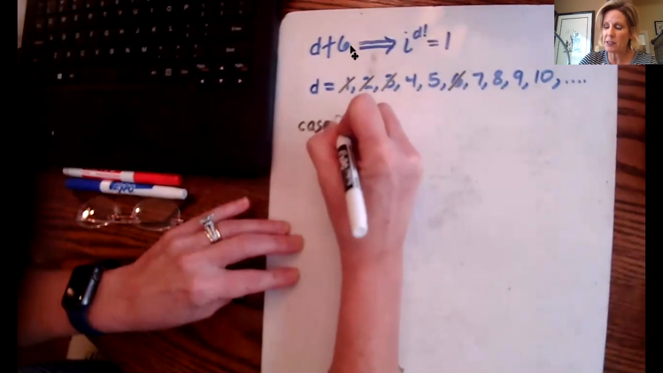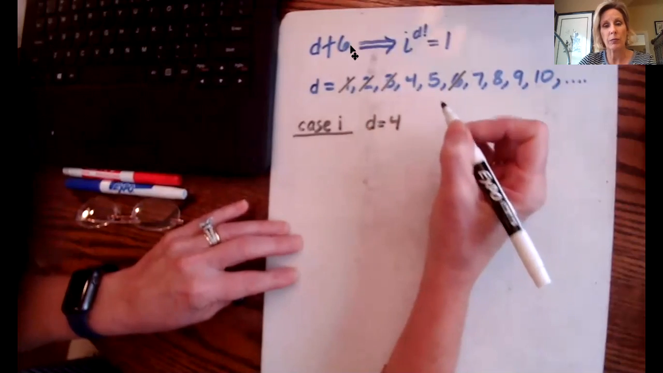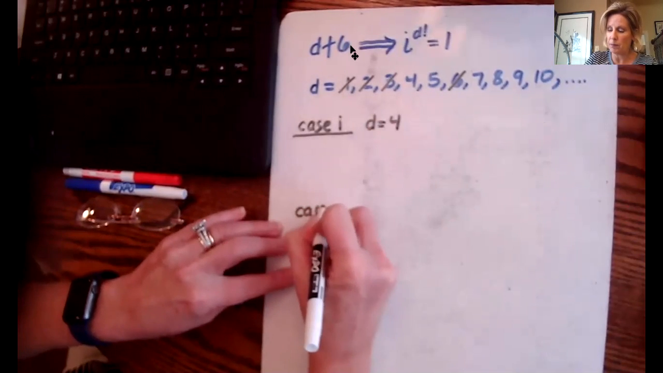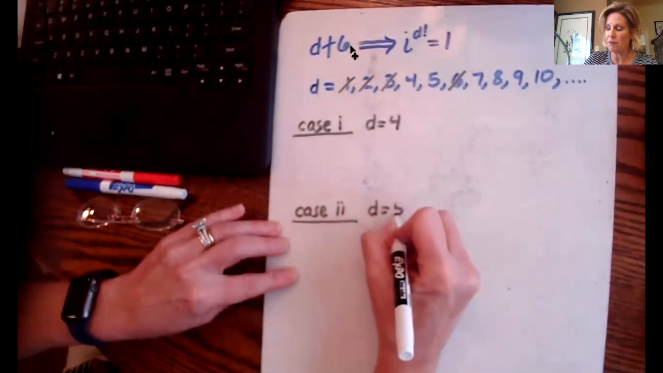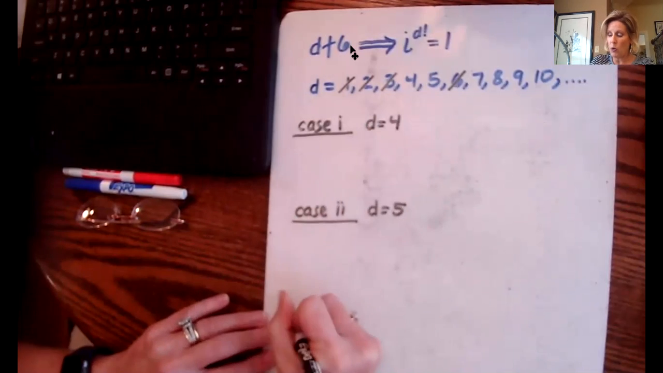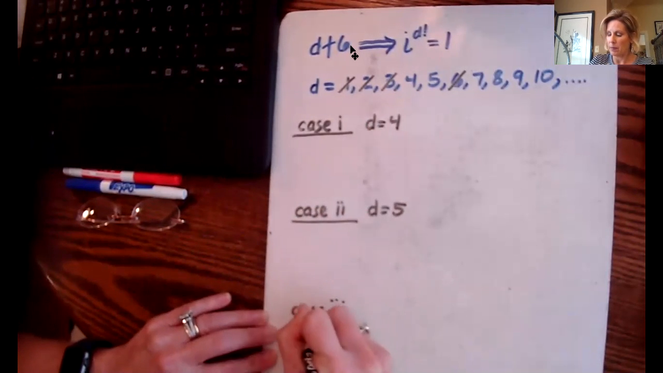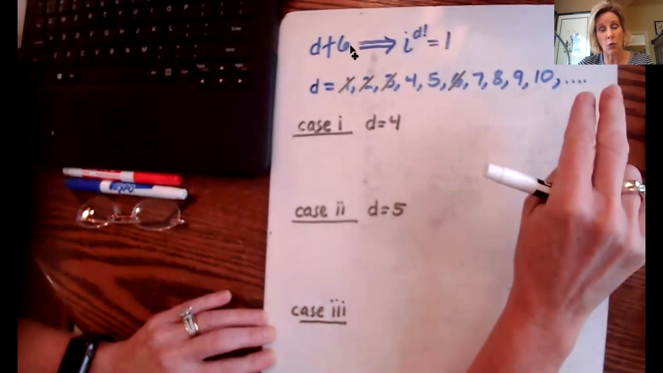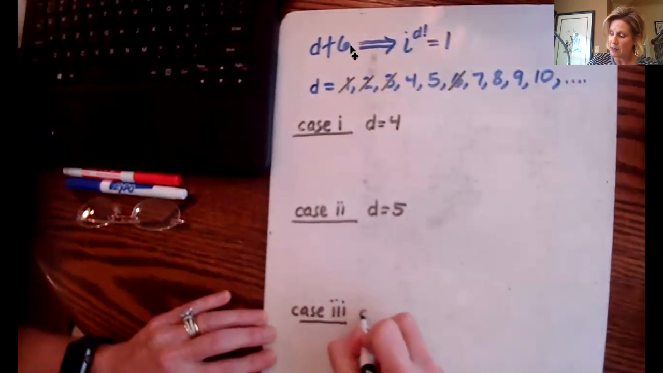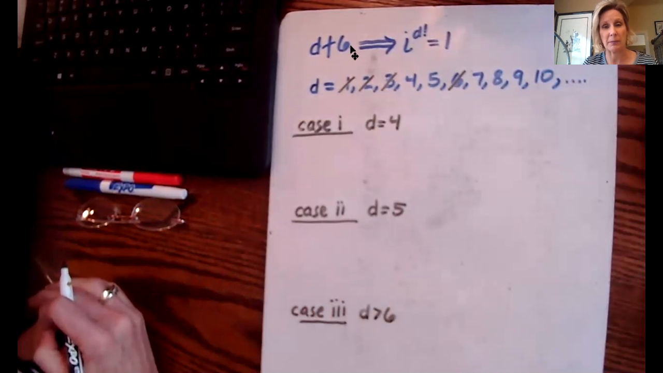So I'll say that case 1 is that d would equal 4. In case 2, d equals 5. Now, what I want to do for case 3 is lump d equals 7, 8, 9, 10, and so forth into one large case. So let me say d would just be an integer larger than 6.